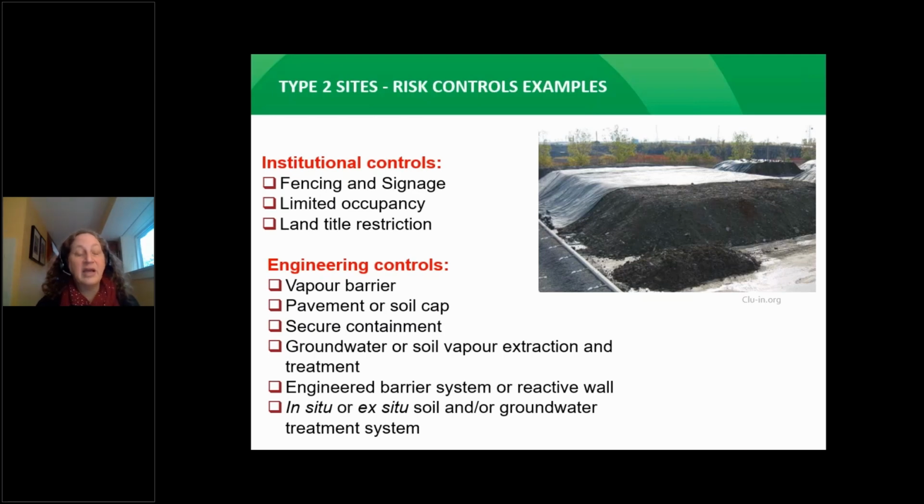Some examples of engineering controls may include a soil vapor barrier, pavement or a cap for deeper soil contamination, secure containment of leachable contaminated soil in a lined cell, groundwater or soil vapor extraction and treatment system, an engineered barrier system or a reactive wall, and finally, in situ or ex situ soil or groundwater treatment. Next slide, please.